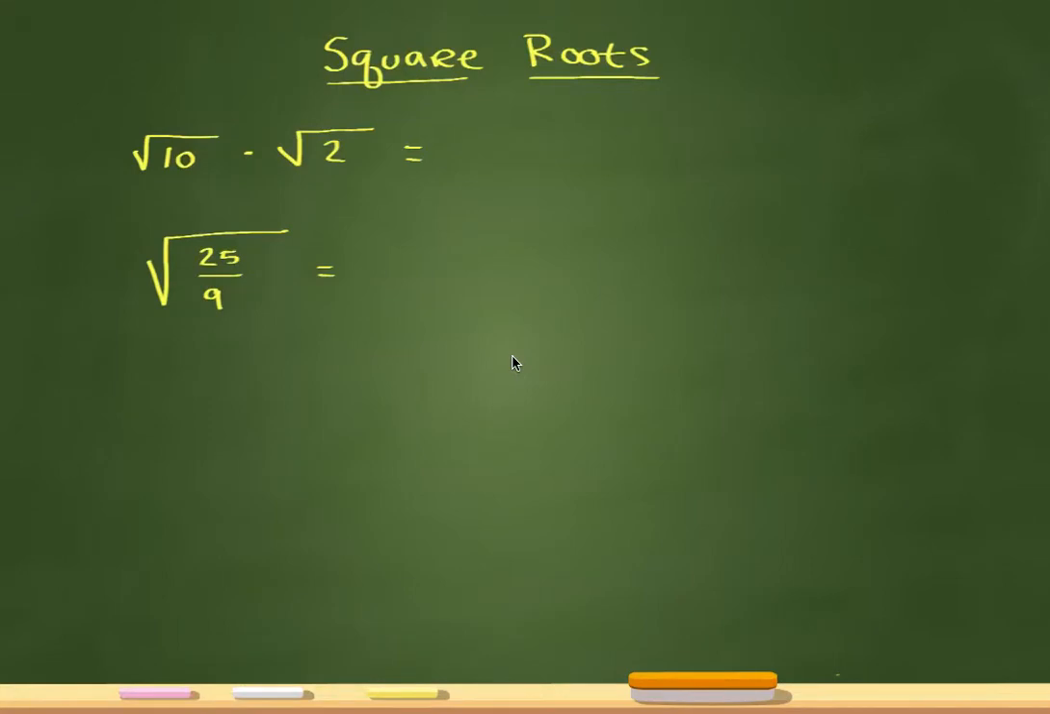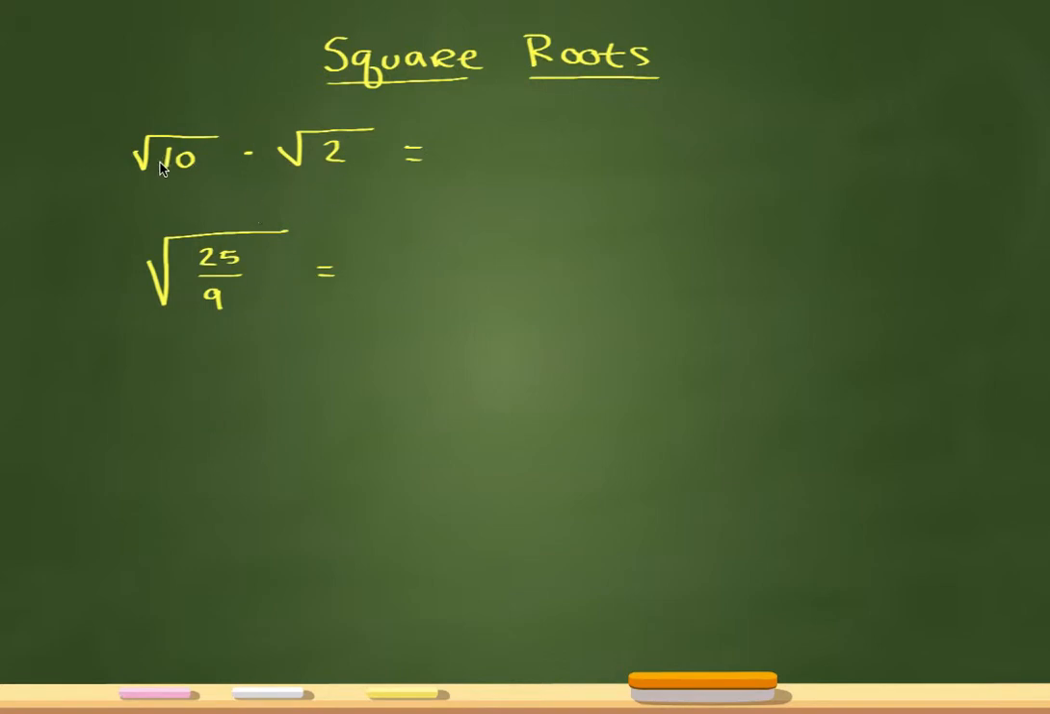So here we're going to learn how to deal with square roots and get a little bit better understanding of how they work. The important thing to remember is if you have square roots, as long as they're being multiplied or divided, you're actually allowed to do whatever you want.